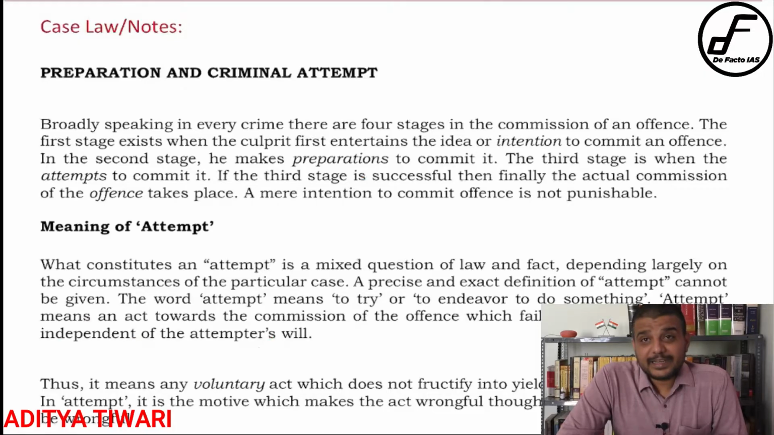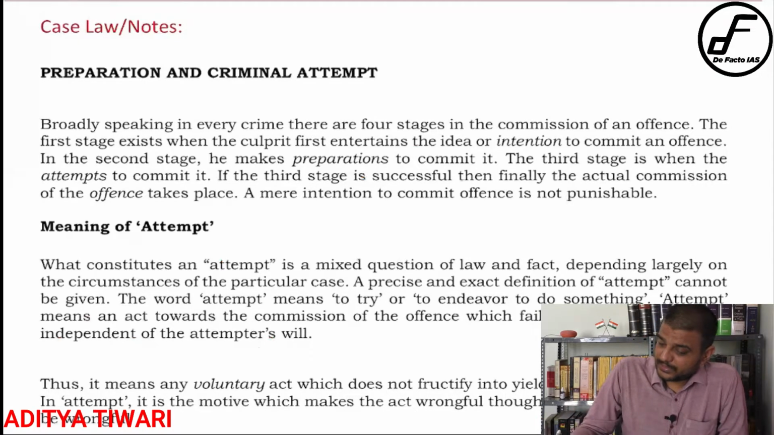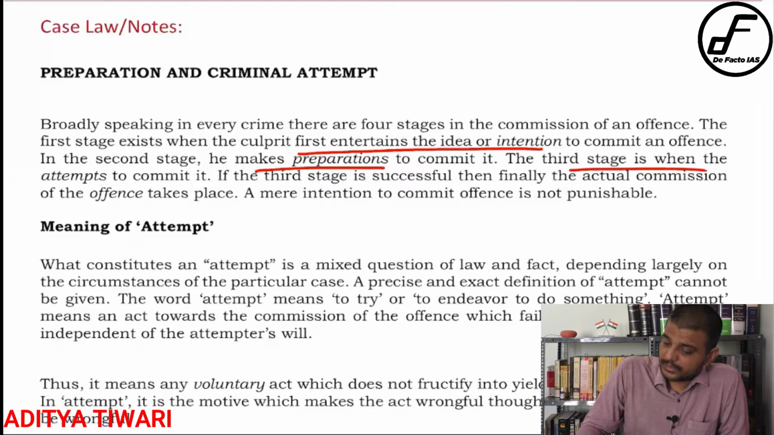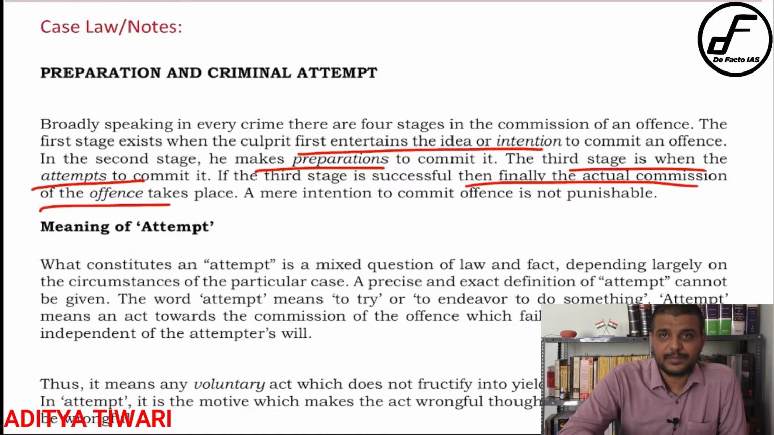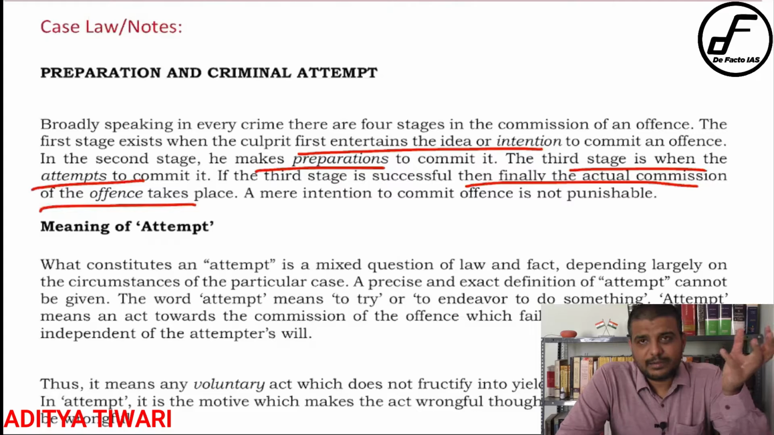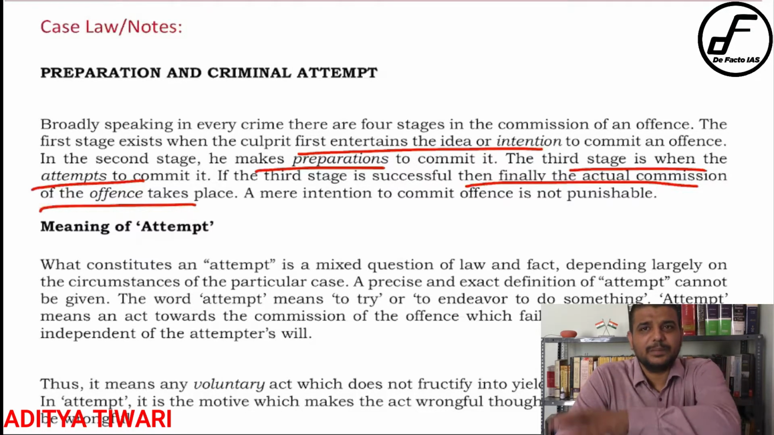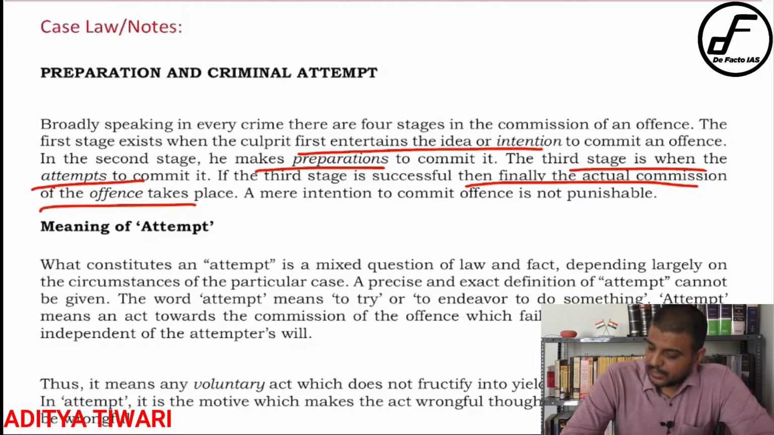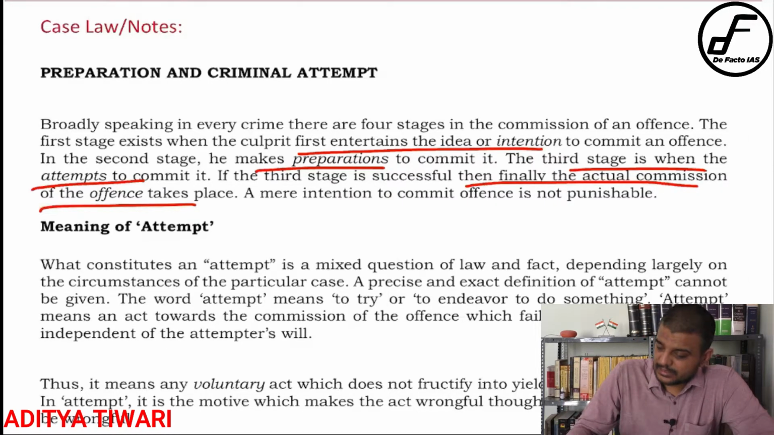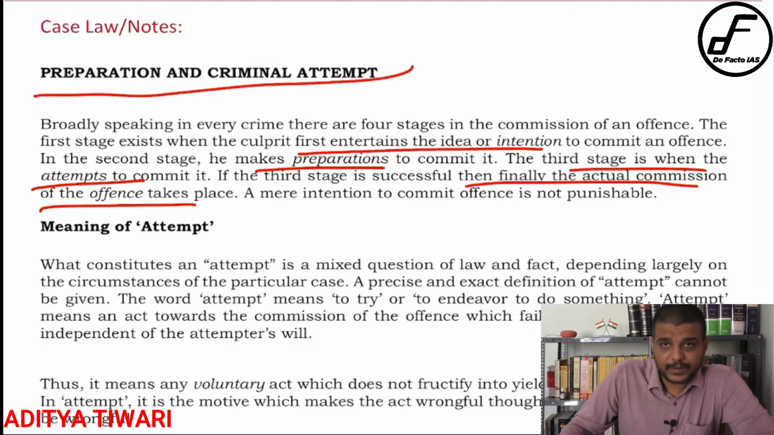Now, preparation and criminal attempt, right? You must be knowing it passes through multiple phases. Form intention, then he makes preparation, then he commits attempt, and finally the actual commission of the crime. So you have thinking about that particular crime, preparing, going to do that crime, that is attempt, and actually committing that crime, commission. Now mostly our syllabus is confined to preparation and attempt, right?